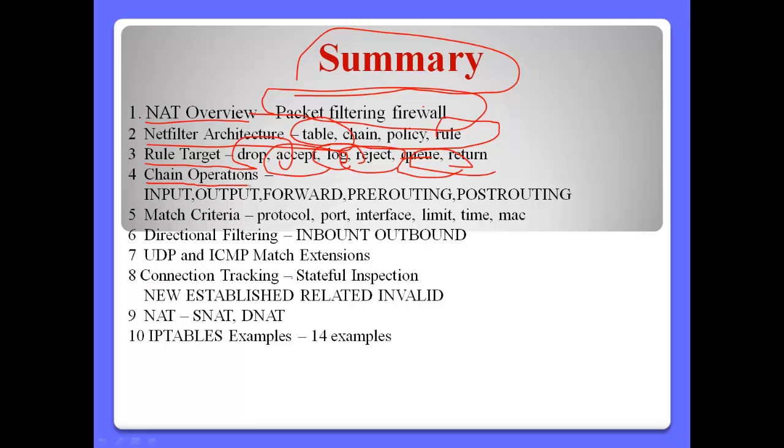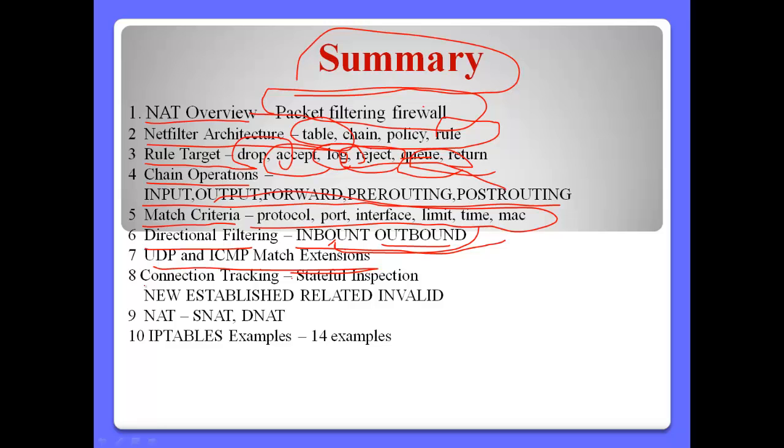In chapter 4, we learned about chain operations like input, output, forward, and pre-routing and post-routing. And this kind of thing is the iptables chains. And chapter 5, match criteria. To match criteria, we can use this kind of thing: protocol, port, interface, limit, time, or MAC like this. In chapter 6, the directional filtering, we learned about the inbound and outbound traffic. According to our rule, some packets can only be used on inbound or outbound like this. Chapter 7, UDP and ICMP match extensions.